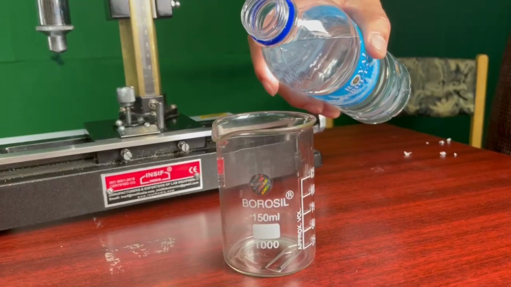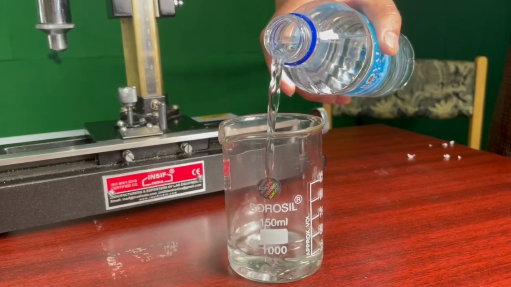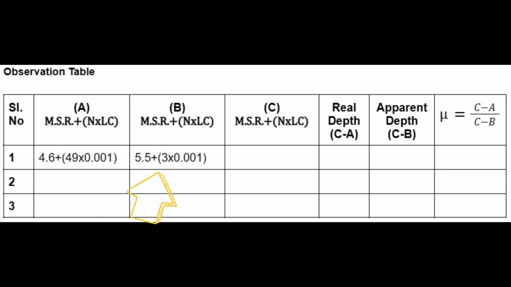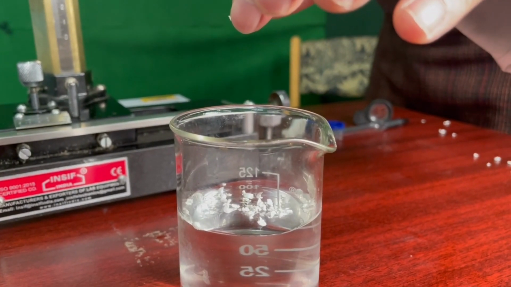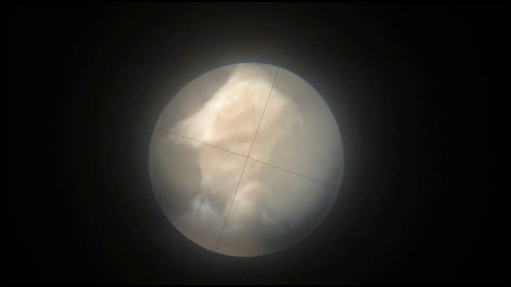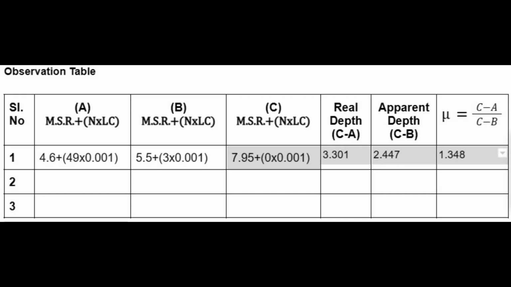After that, the next step involves pouring water on top of the pin and trying to get a sharp image like this. Just like the first step, we take the reading of the main scale as well as the coinciding vernier scale division, and insert it in the observation table in column B. Then in the next step, we sprinkle some pieces of thermocol and try to get a sharp image like this. Again, we record the same thing, main scale reading and coinciding vernier scale division, as we can see here.